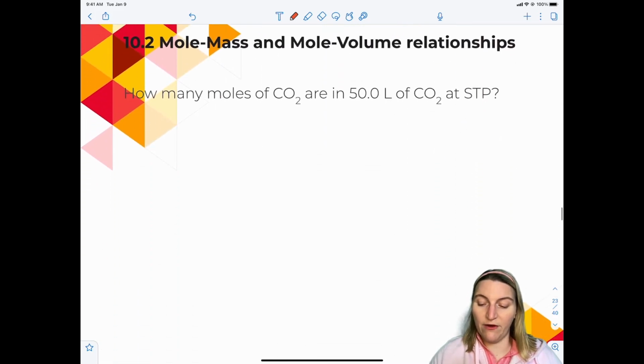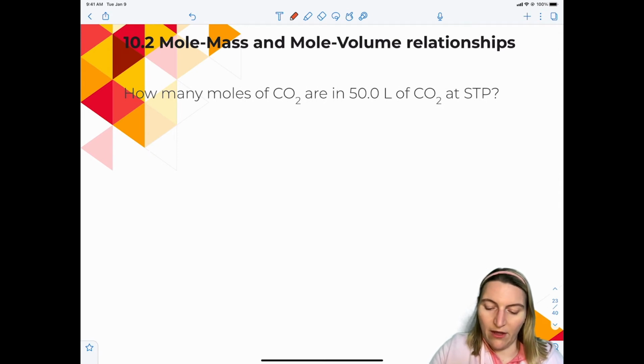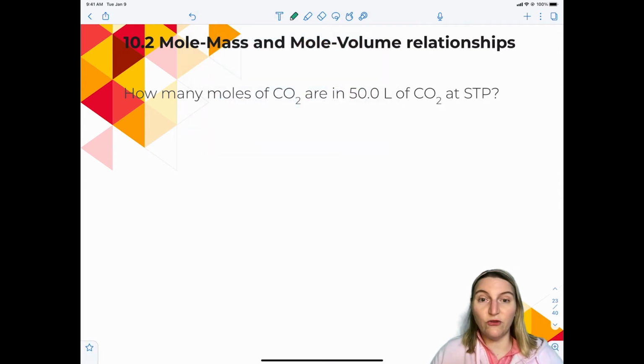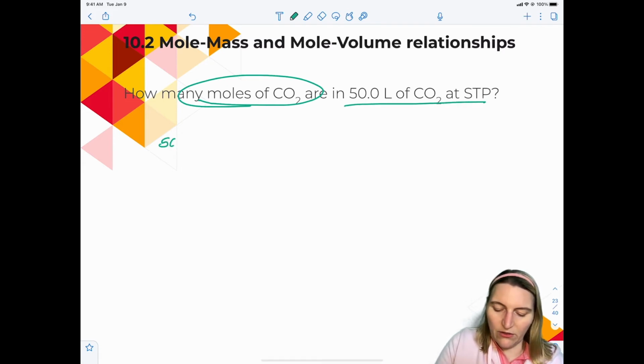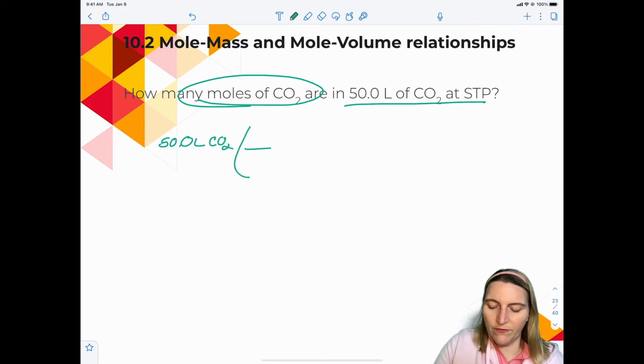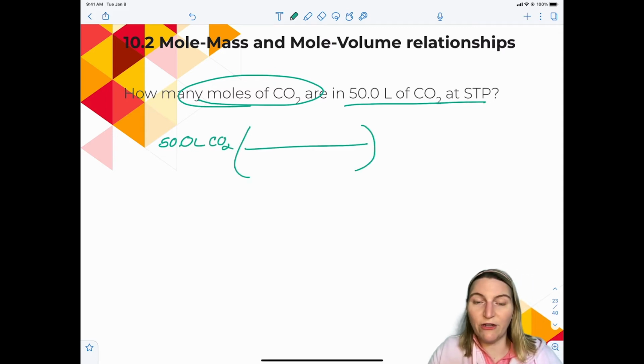Okay, we have another problem like this. You can try this. If you feel like you got this, pause it and try. I'm going to go through this whole one together. How many moles of carbon dioxide are in 50 liters of carbon dioxide at STP? So 50.0 liters of CO2. And it's the same conversion factor every time. This one does not differ based upon the identity of the gas like molar mass does.